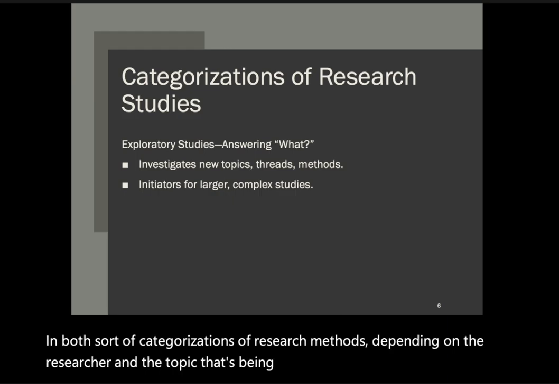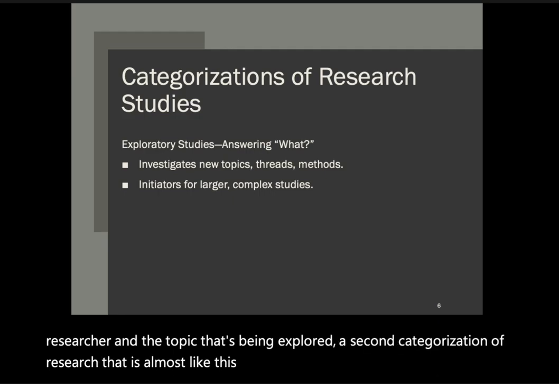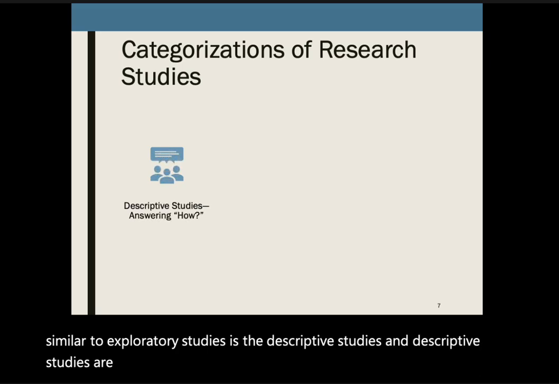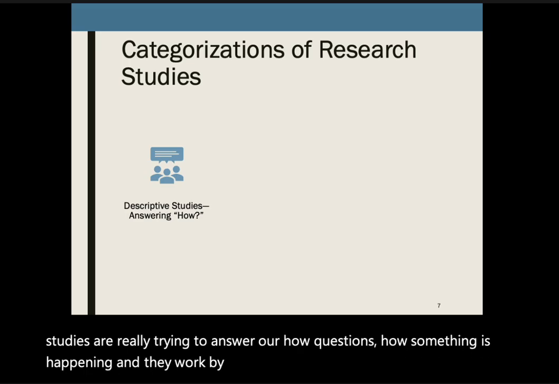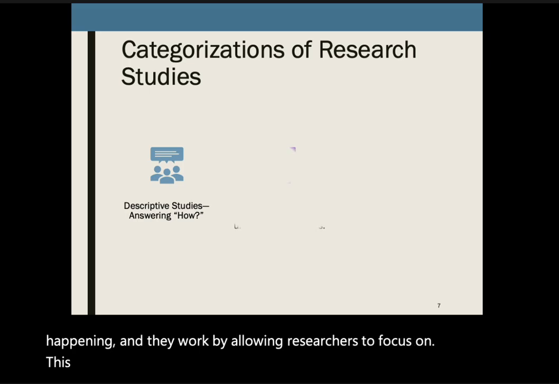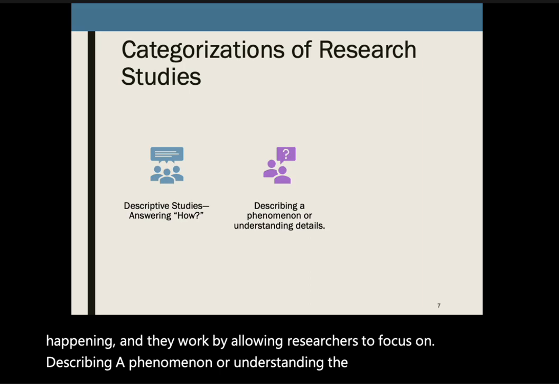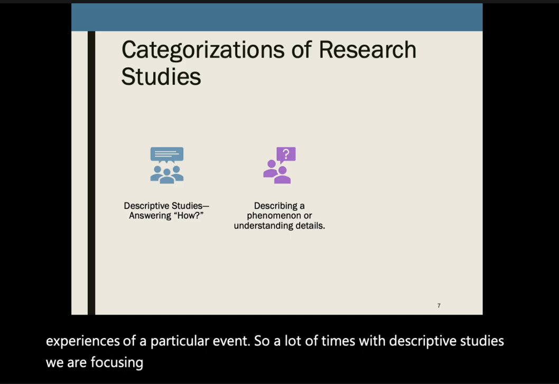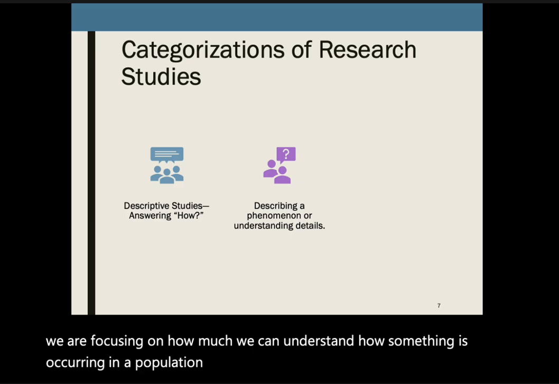A second categorization of research that is almost like this overarching theme that's going to be similar to exploratory studies is the descriptive studies. And descriptive studies are really trying to answer our how questions, how something is happening. And they work by allowing researchers to focus on describing a phenomenon or understanding the details about people's experiences of a particular event. So a lot of times with descriptive studies, we are focusing on how much we can understand how something is occurring in a population, how it came to be.